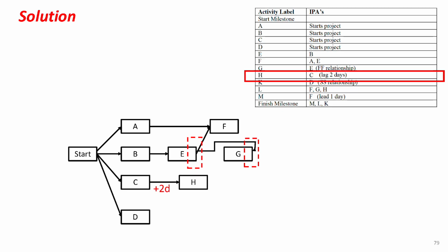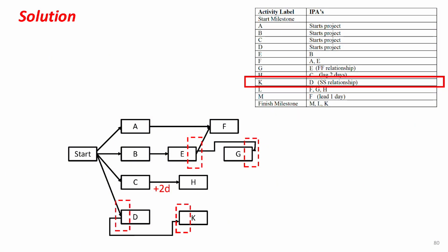To show this, we connect C to H using the finish-to-start link, then add a plus 2-day lag to the link. Activity K has D as its predecessor through a start-to-start (SS) relationship. The start-to-start relationship between D and K is presented like this. We draw an arrow from the left side of D to the left side of K.